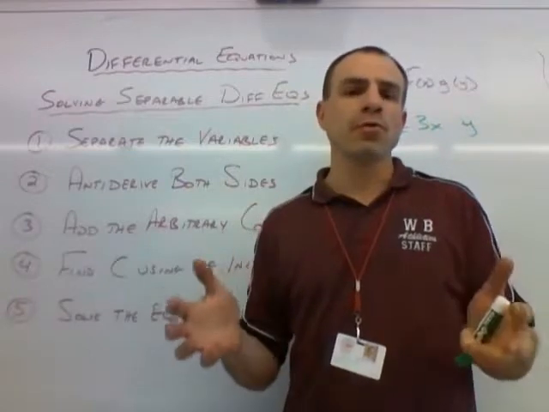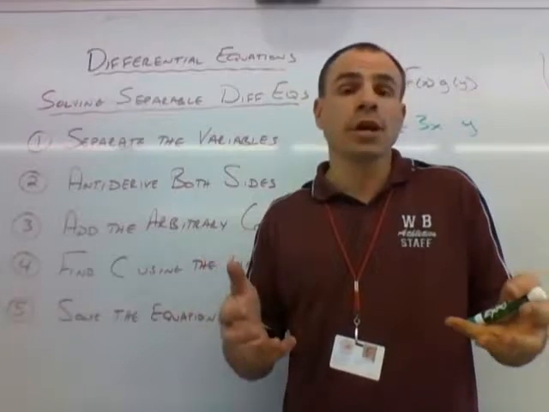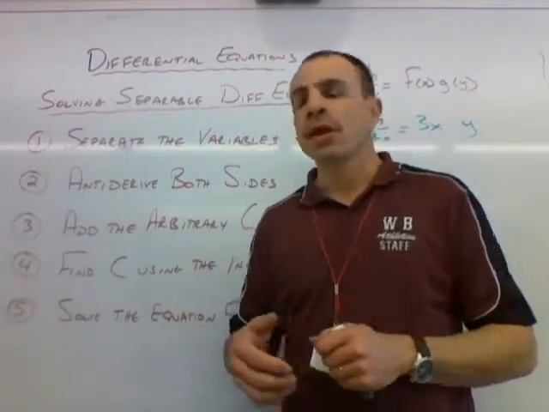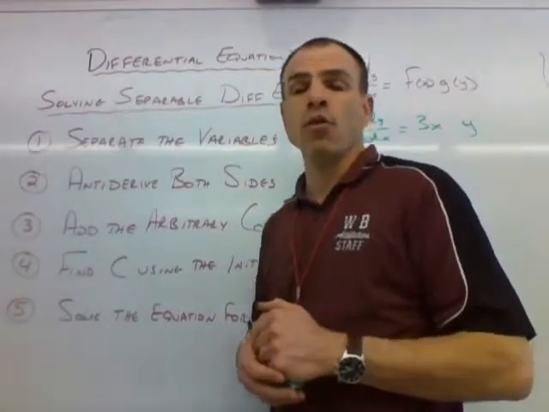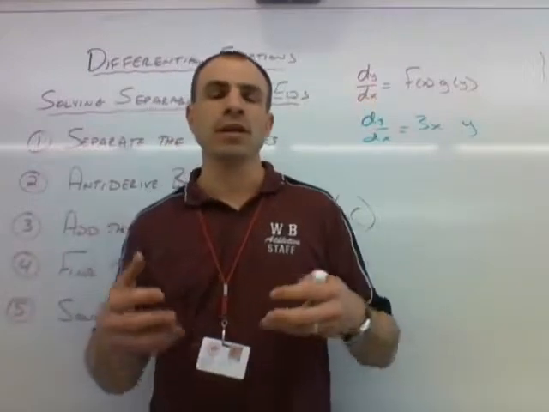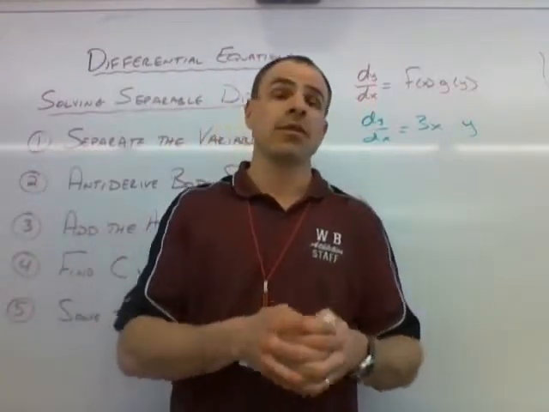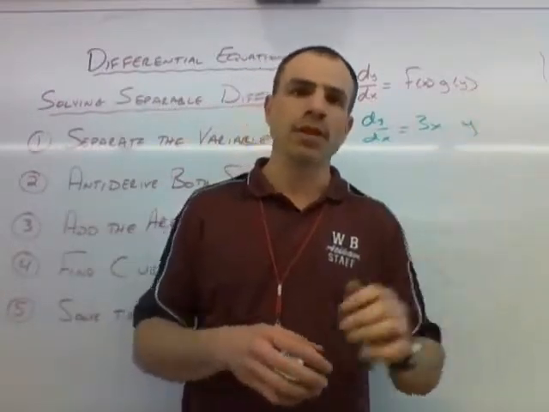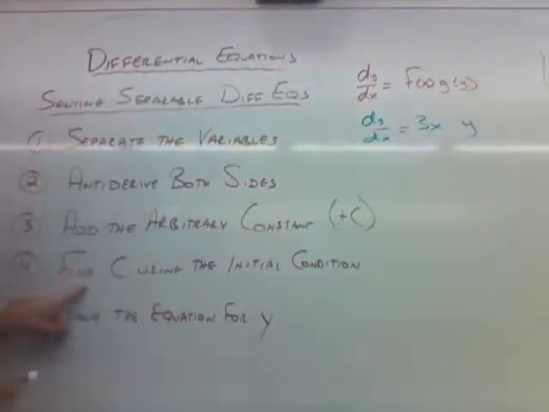But since both c's are unknown, if we combine them, we still don't know what that value is, and therefore we can save ourselves that extra step, and we're just going to put a plus c on the x side only, and that plus c is considered to be the combination of y's arbitrary constant and x's arbitrary constant. So now that we've antiderived both sides and we have our plus c, the next step is to figure out what c is, right?